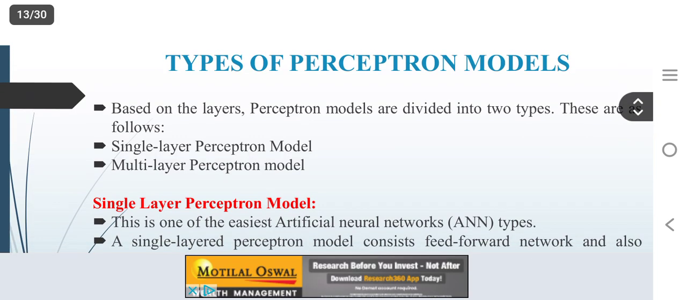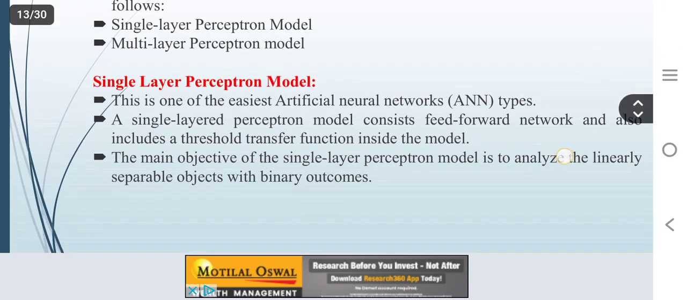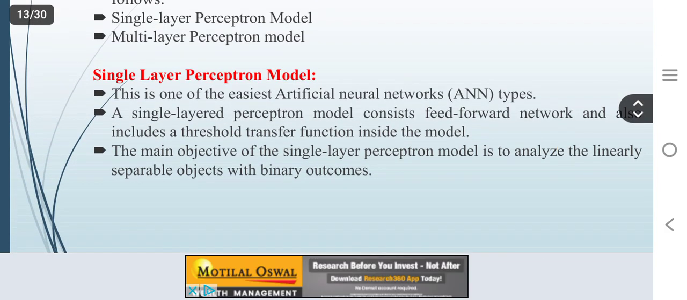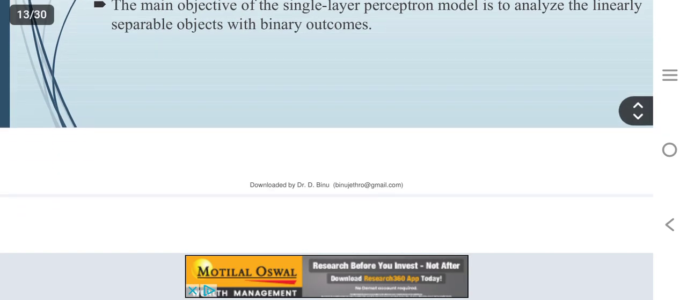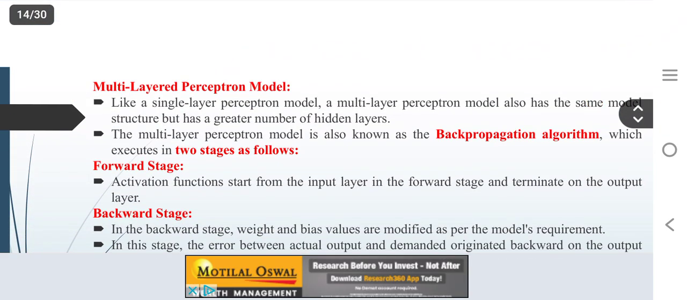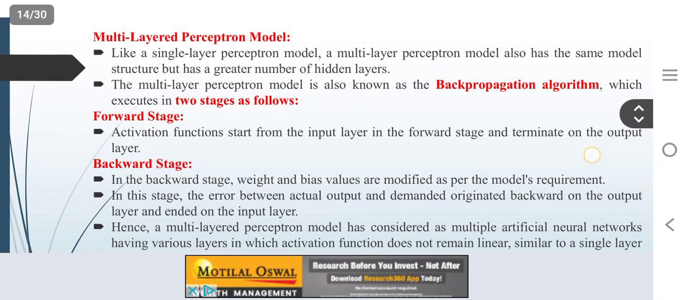Types of perceptron model. Perceptron model may be a single layer perceptron model as well as a multi-layer perceptron model. In the single layer perceptron model, it consists of a feed-forward network and also includes a threshold transfer function inside the model. In the multi-layer perceptron model, this is also called the backpropagation algorithm, which executes in 2 stages.